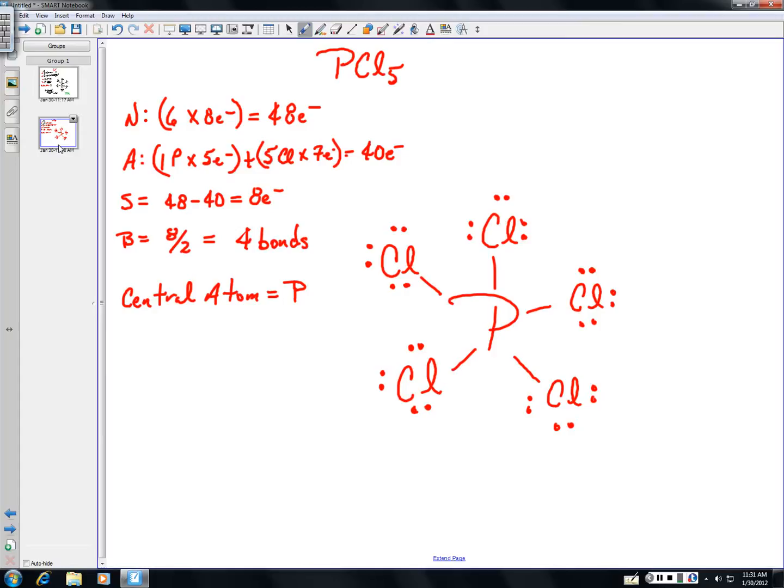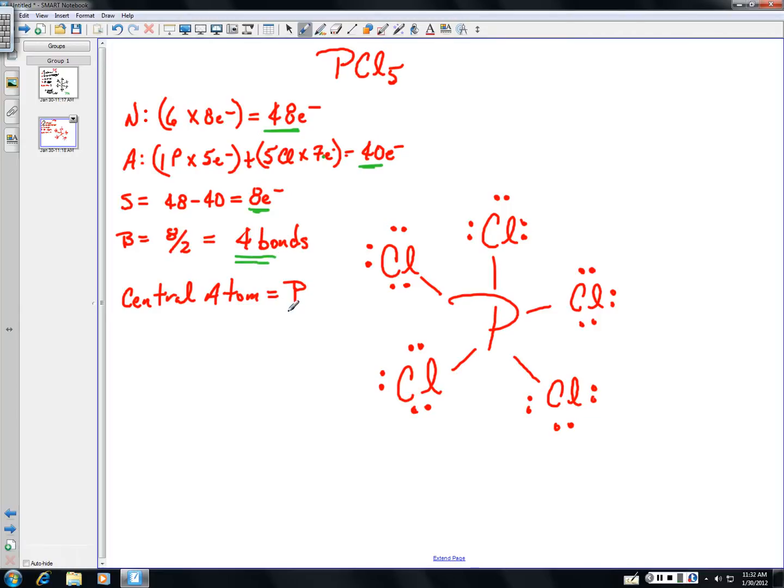Okay. Hopefully you are back and have had time to draw a good Lewis dot structure for PCl5. Doing your needed count, no hydrogens, so 6 atoms, phosphorus and 5 chlorines, times 8. 6 times 8 is 48. Available: 1 phosphorus in group 5, so 5 valence electrons there. 5 chlorines in group 7, so 7 valence electrons per chlorine. 5 times 7 is 35, and 5 more is 40, so we have 40 to work with. Shared, 48 minus 40 would be 8 electrons. And bonds would be the 8 electrons divided by 2, saying 4 bonds.